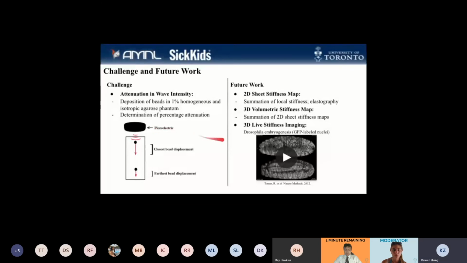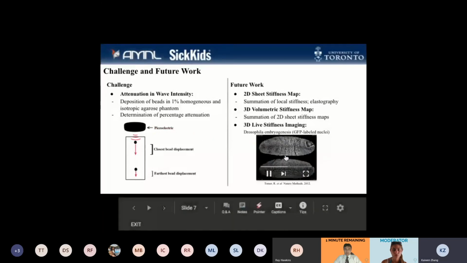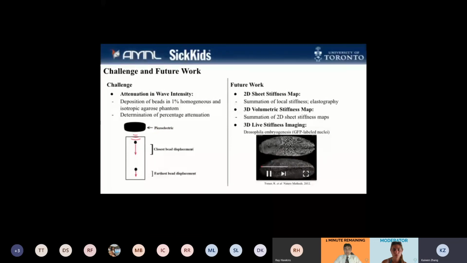So moving forward, we're able to create a 2D stiffness map using local values. If we put on a color scale, the plot becomes what is called an elastography that some research groups are actually currently working on. Furthermore, the illumination can happen at a different cross-section of the embryo, so we can illuminate multiple cross-sections of the sample to form a volumetric stiffness map.